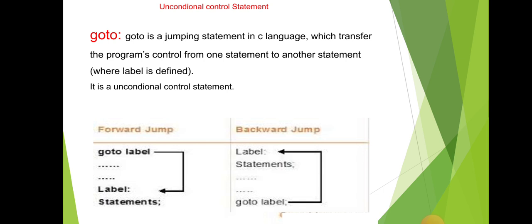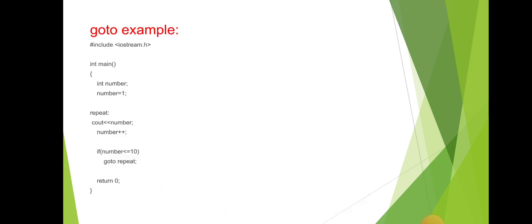Next we see about the unconditional control statement, go to. Go to is used to jump the program control from one part to another part using a label. The label is any valid identifier. There are two types of go to statement: one is forward jump, another is backward jump, top to bottom or bottom to top. This is an example for go to statement. Here go to repeat, where repeat is the label of the go to statement.